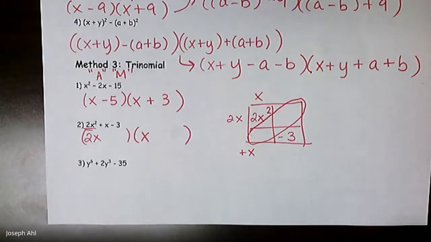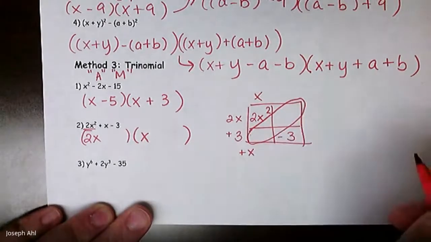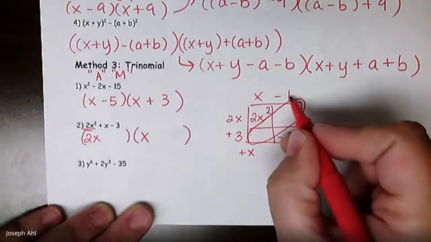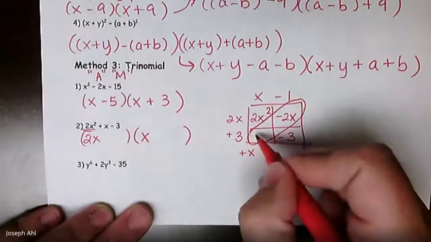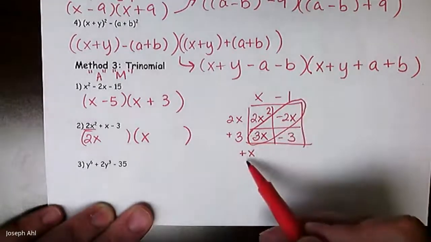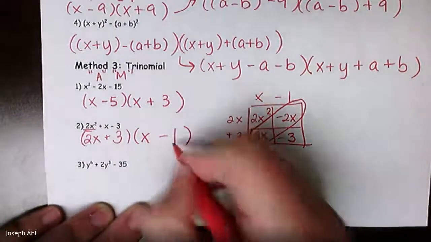And if I think about that real quick for a second, to get positive x, how about plus 3 here and minus 1 here? Does that work? Let's see. So negative 1 times 2x would put negative 2x in this location. 3 times x is 3x in this spot. And those do combine to give you positive 1x. So now I'm confident that the factors are 2x plus 3 and x minus 1.